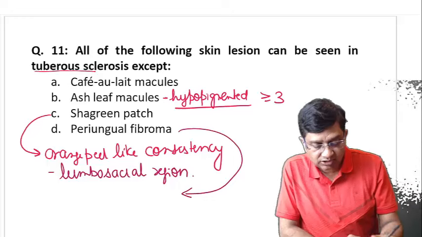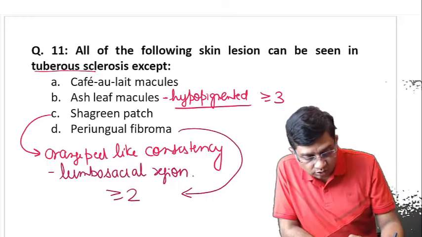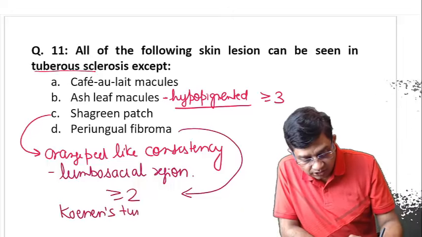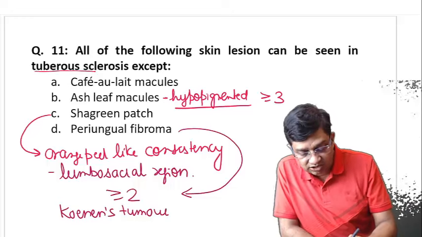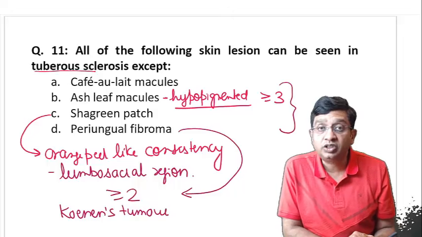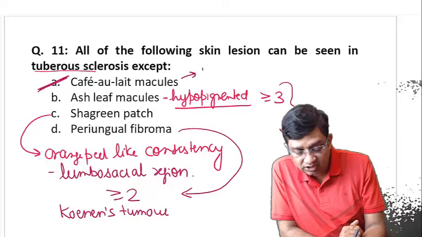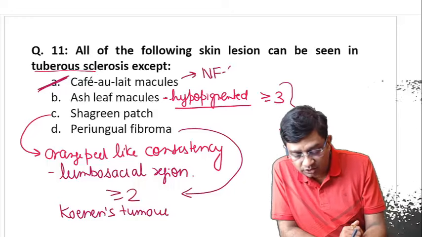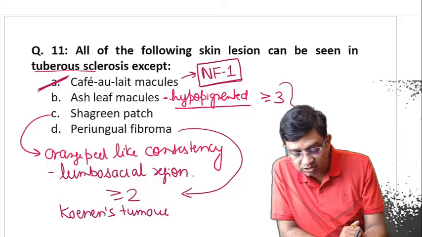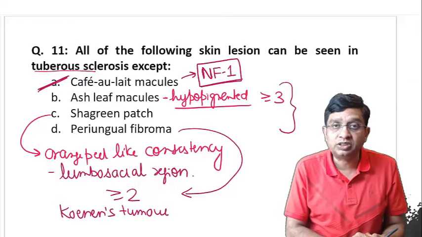Periungual fibromas, they are 2 or more than 2 in number around the nail beds, and they are also called as the Koenen's tumor. And all these 3 features, the BCD, can be seen in tuberous sclerosis. Out of the neurocutaneous syndrome, café-au-lait macules are seen in the neurofibromatosis 1. They are seen in the neurofibromatosis 1. Rest all the features particularly can be seen in the tuberous sclerosis.